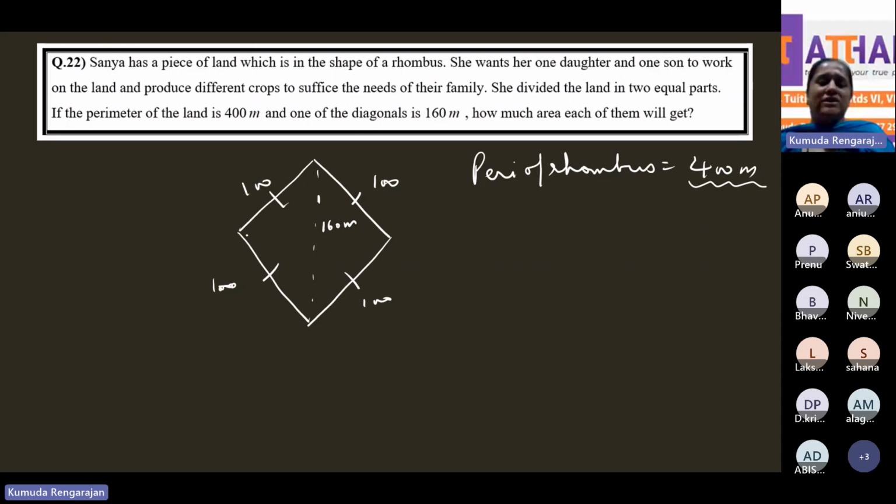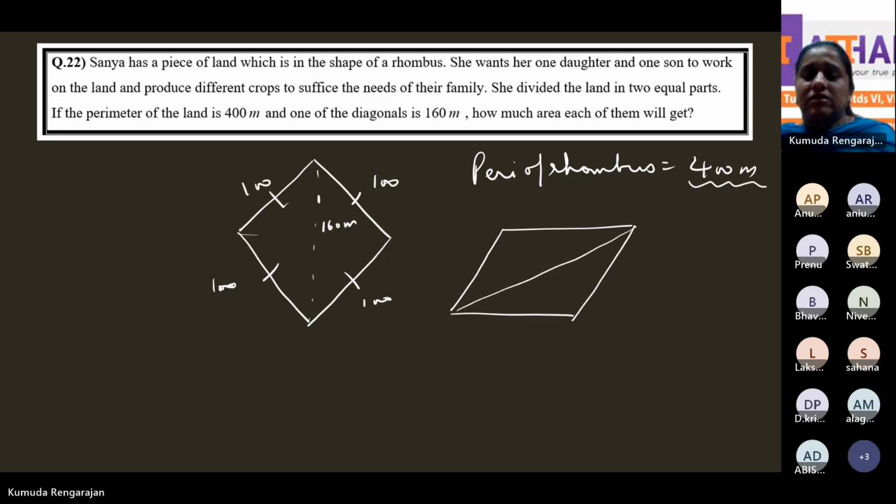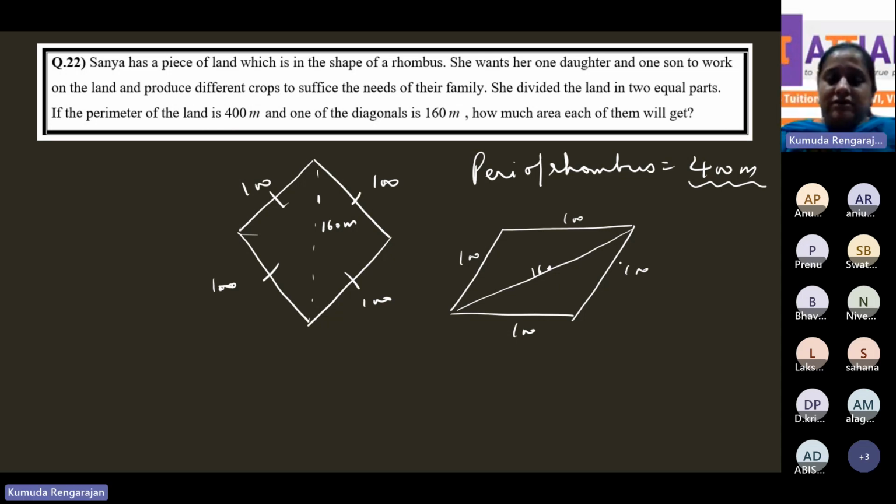You can connect anything, children. You can also join this diagonal. So then the figure is like this, a rhombus. Anything is fine. All right, so 100 everywhere, 100, 100, 100, 100, and one diagonal is 160. Now you have to find how much area each of them will get.